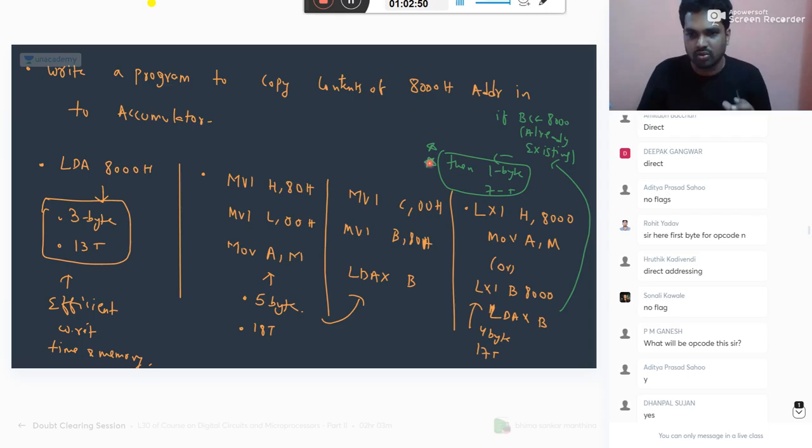Okay. So now you understand all are similar to move operations only. Depending on the question, we choose the particular instruction. As a programmer, we always calculate time efficiency and also memory efficiency. Both of them we calculate. Mostly right now, time is crucial for us.